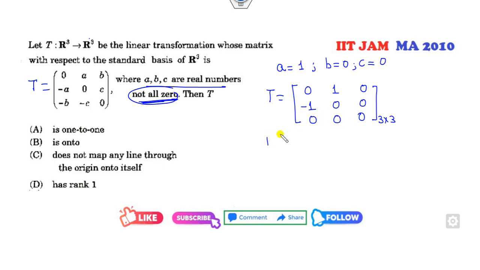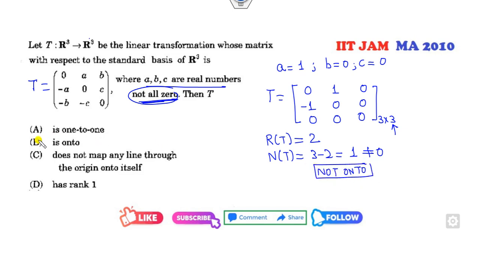So can you find the rank of this? Rank of T is 2. What is the nullity? It is the number of column vectors, 3, minus 2, which is 1, not 0. It means it is not onto, fine. So option B is cancelled. When will it be 1-1? When the rank is the same as the dimension of R3, that is 3, but you can see the rank is not the same as this dimension. So it means this is not 1-1.